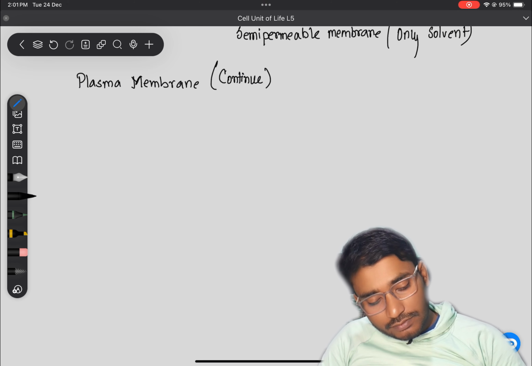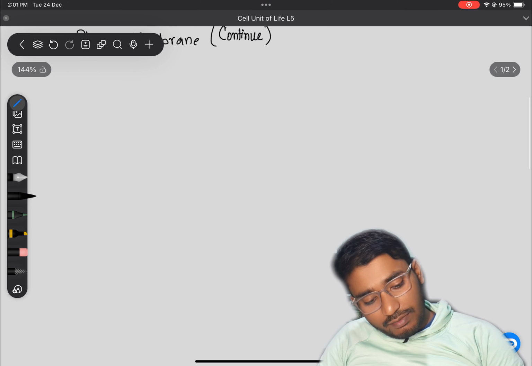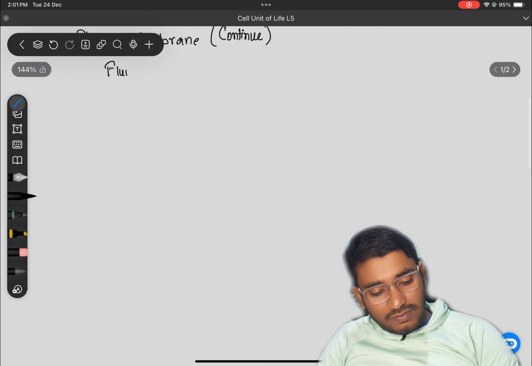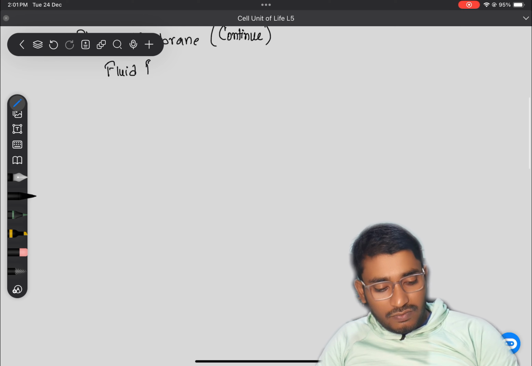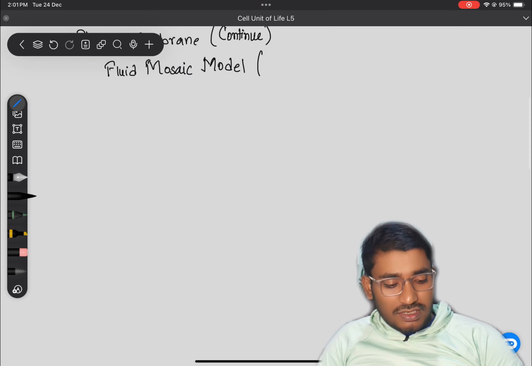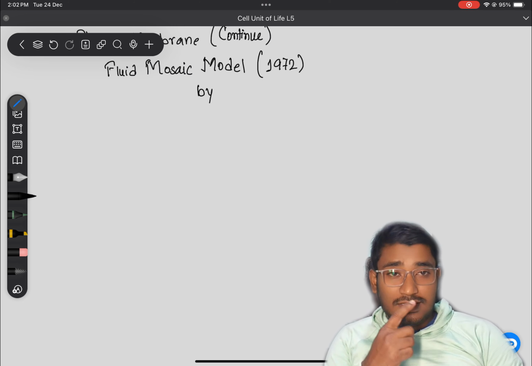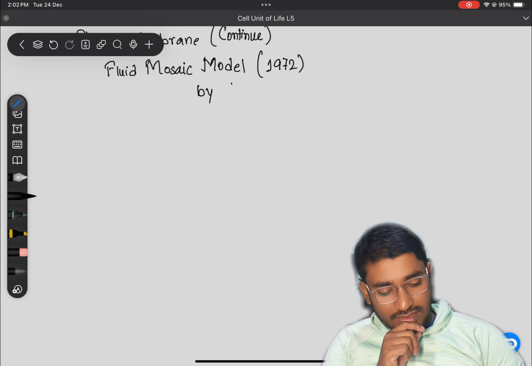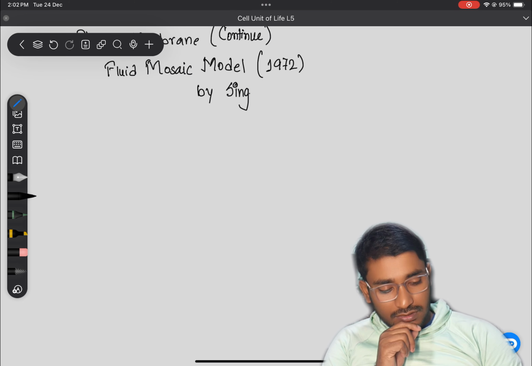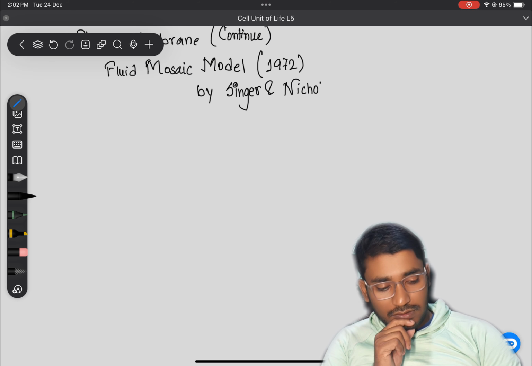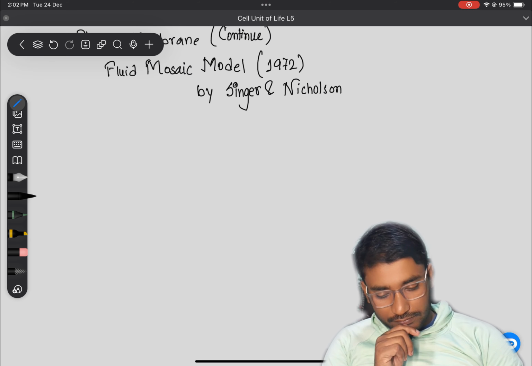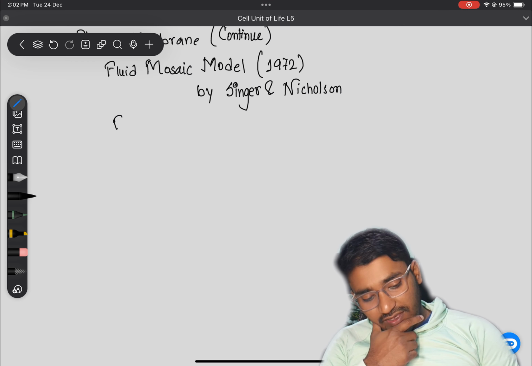Okay, so plasma membrane, the fluid mosaic model. Who has discovered the fluid mosaic model? The fluid mosaic model was discovered in 1972 by two scientists, Singer and Nicholson. Okay. Fluid mosaic model.